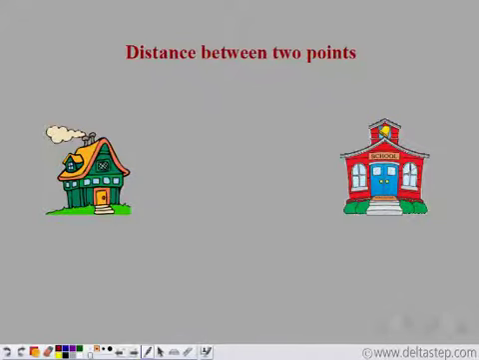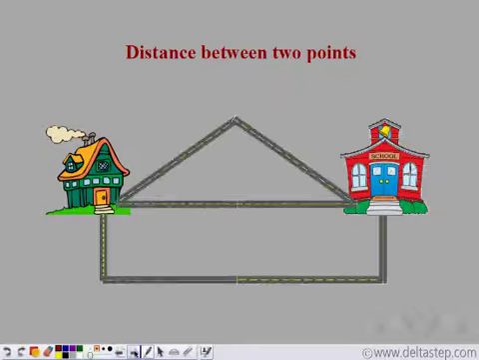Say you want to go to school from your house. So there are 3 roads connecting your house to your school. So which route should you take? Well, let us consider your house as a point H and school as a point S.